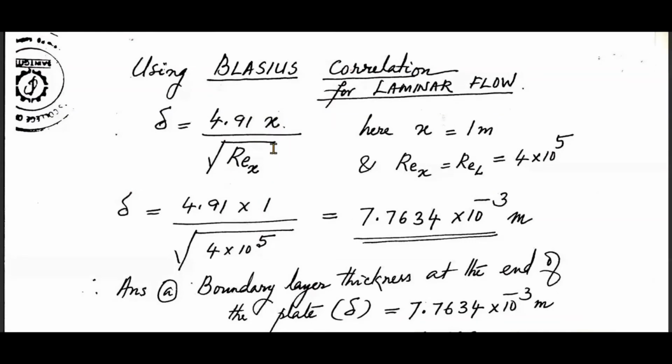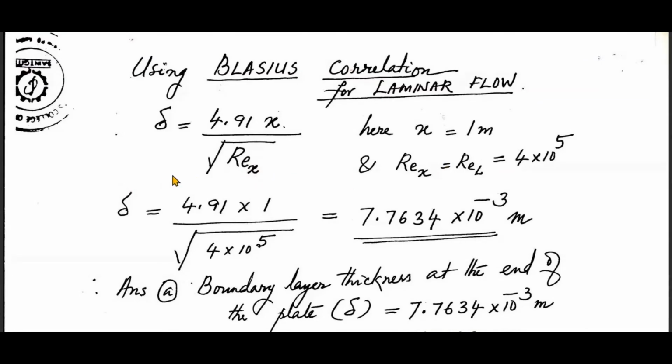But if you look in textbooks, you find the Blasius correlation with 5 instead of 4.91. It doesn't matter, you can make use of that also. So you can write delta is equal to 5x divided by root of Rex. Rex means Reynolds number at distance x. Here x will be your L, 1 meter.